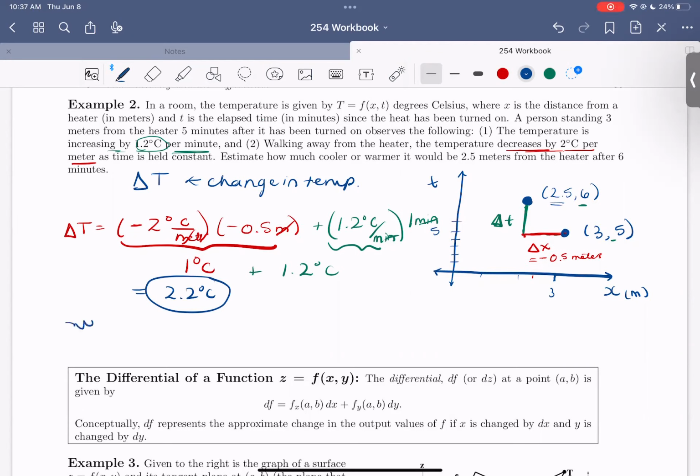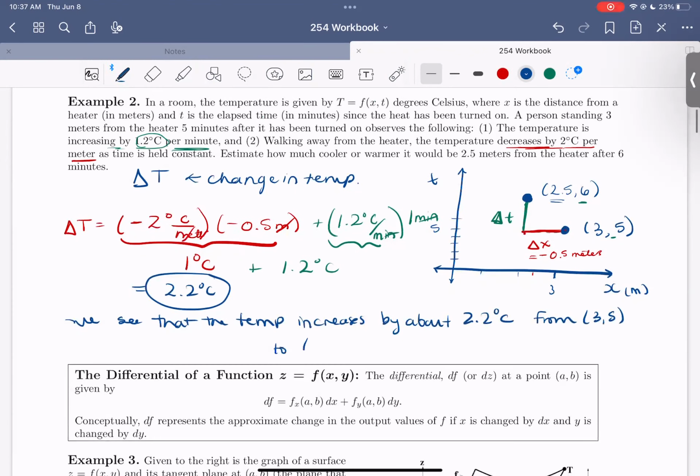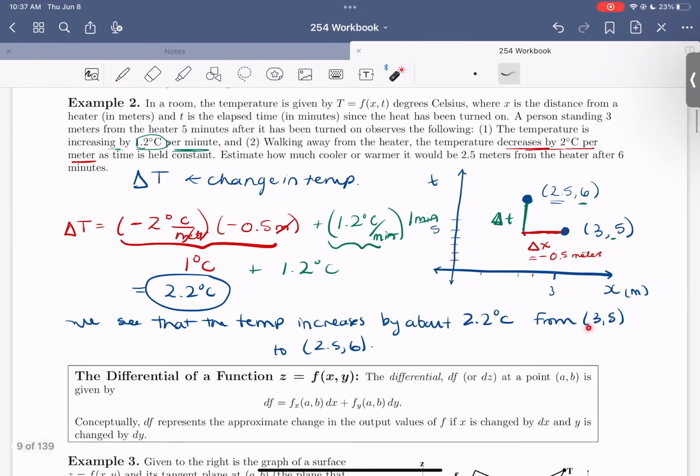So to summarize, we see that the temperature increases by about 2.2 degrees Celsius from the point (3, 5) to the point (2.5, 6). And again, the context here: 3 is meters away, 5 is minutes after the heater's been on, and similar down here.